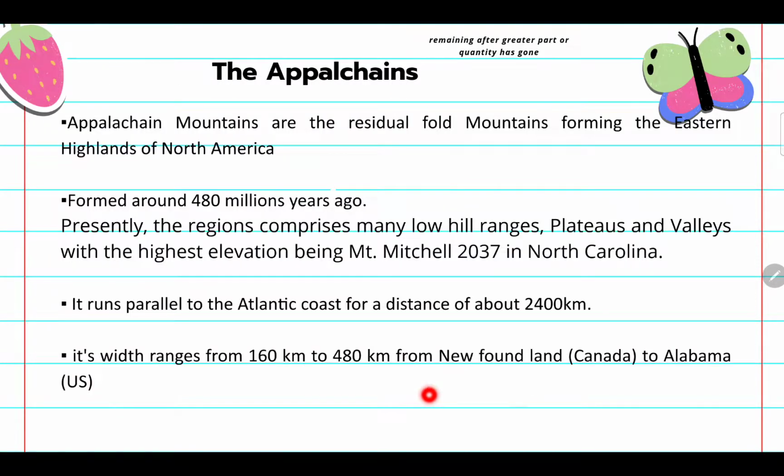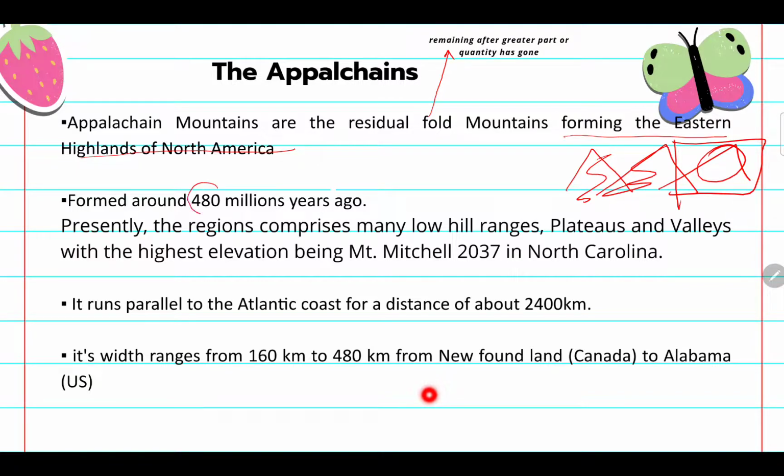Okay, now let's talk about the Appalachians. The Appalachian mountains are residual fold mountains forming the eastern highlands of North America. So, what do you mean by residual mountain? Residual mountains are remaining after a greater part of the mountain has gone. Like if this is a mountain, right? So after so many years of denudation, if this part is not here, only this part is here, then it is considered as residual mountain.